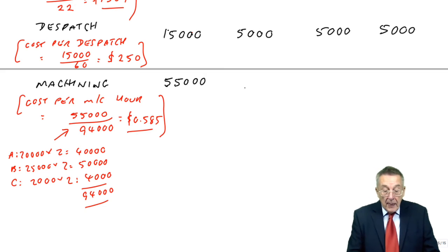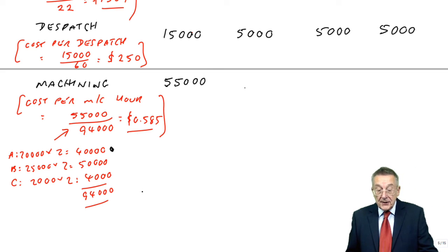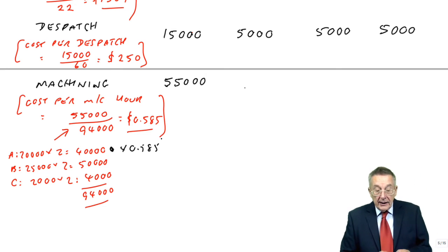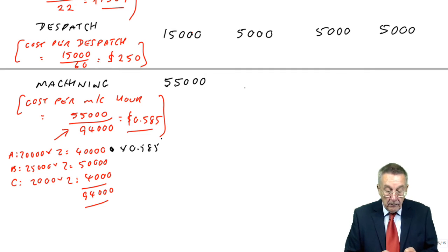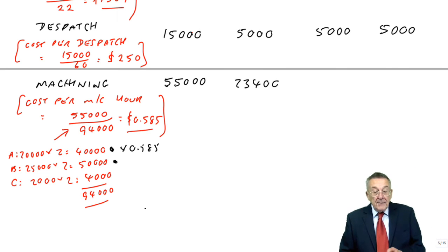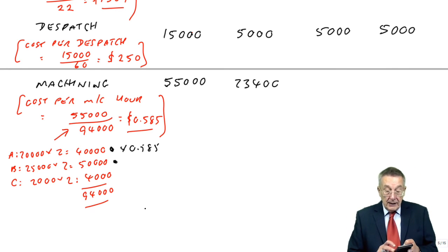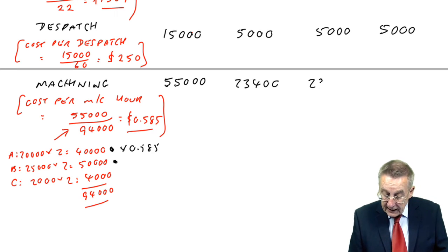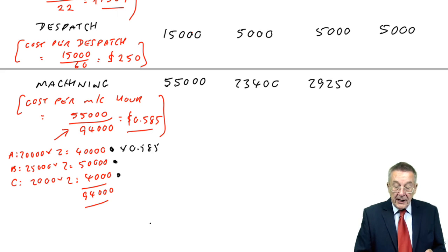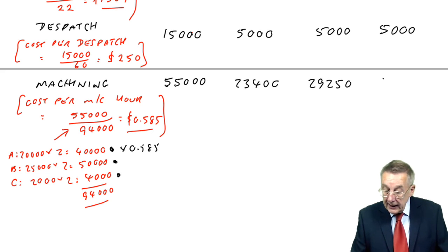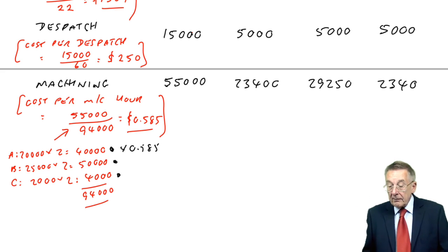So to product A, it was 40,000 hours. Well, at 0.585 per hour, product A in total is charged with 23,400. Product B, 50,000 hours. Again at 0.585, 29,250. Product C, 4,000 hours. At 0.585 per hour is 2,340.